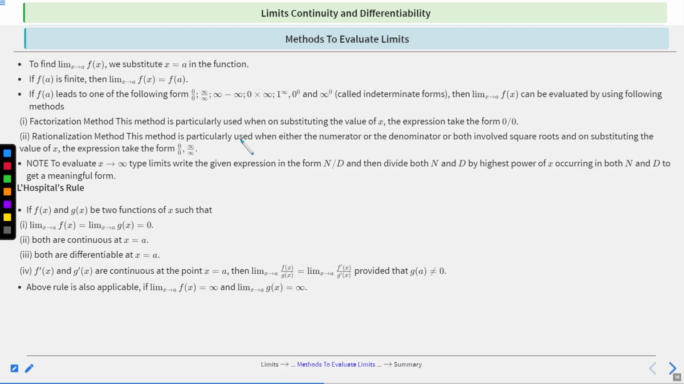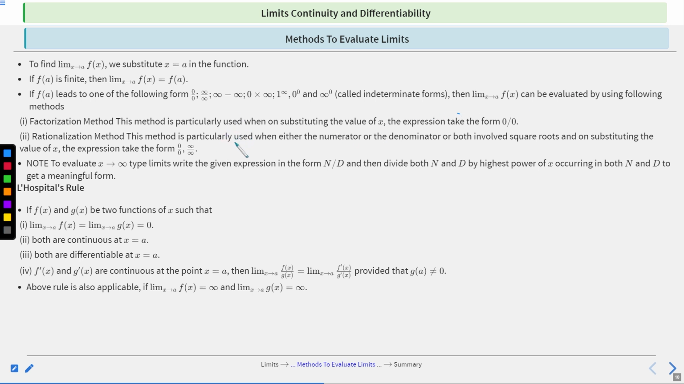Next is methods to evaluate limits. So let us see how to evaluate limits. To find limit x tending to a f(x), we substitute x equal to a in the function. If f(a) is finite, then limit x tending to a f(x) is equal to f(a). And if f(a) leads to one of the following forms, which are 0/0, infinity/infinity, infinity minus infinity, 0 times infinity, 1 to the power infinity, 0 to the power 0, and infinity to the power 0, called indeterminate forms, then limit x tending to a f(x) can be evaluated by the following methods.